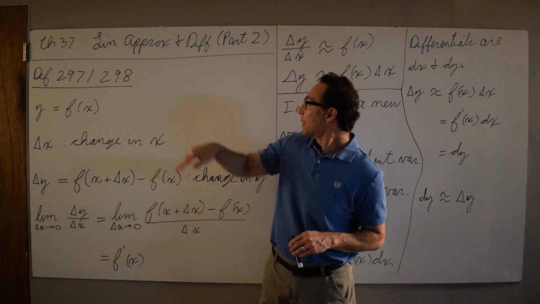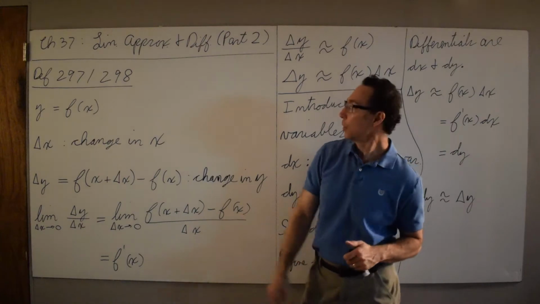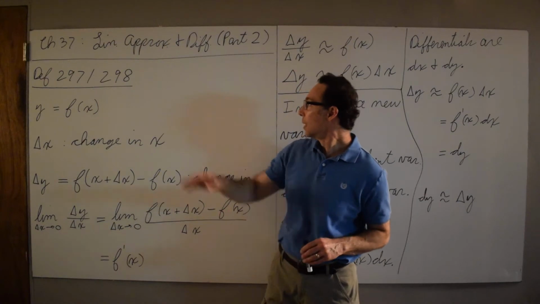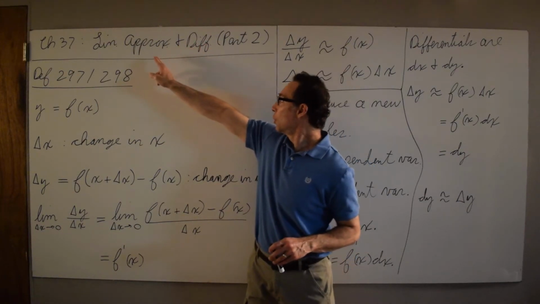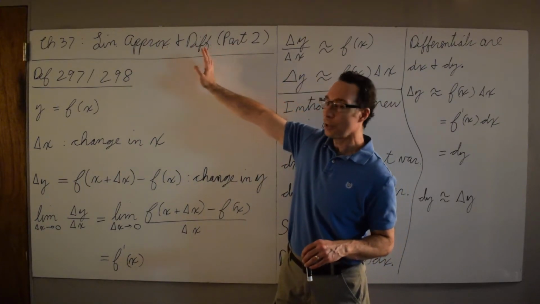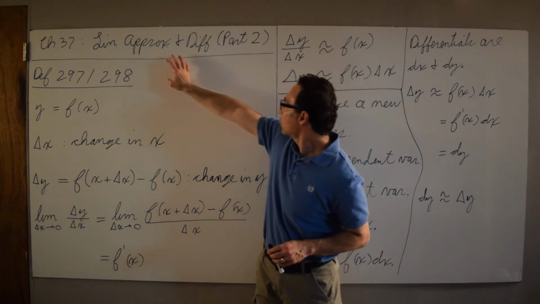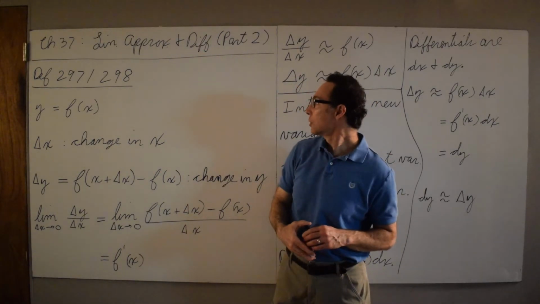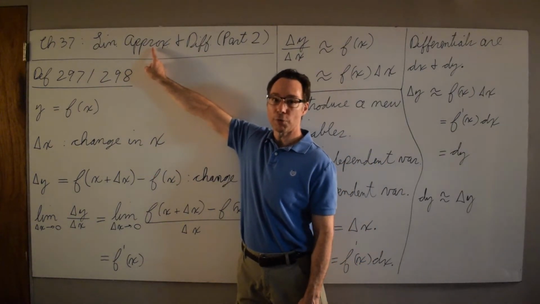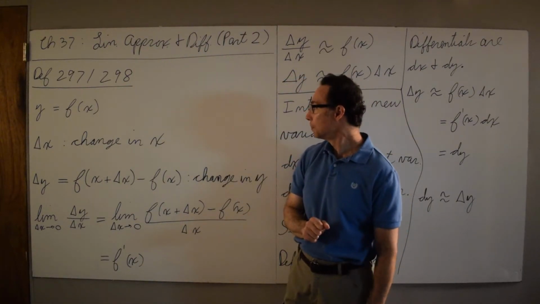Now, as a general rule, linear approximations are used to approximate function values. Differentials are used to approximate changes in function values. They can be used interchangeably. If you can approximate a function value, you can approximate a change, and if you can approximate a change, you can approximate a function value. But as a general rule, the algebra usually works out a little bit simpler if you use a linear approximation to approximate a function value, and you use a differential to approximate a change in a function value.